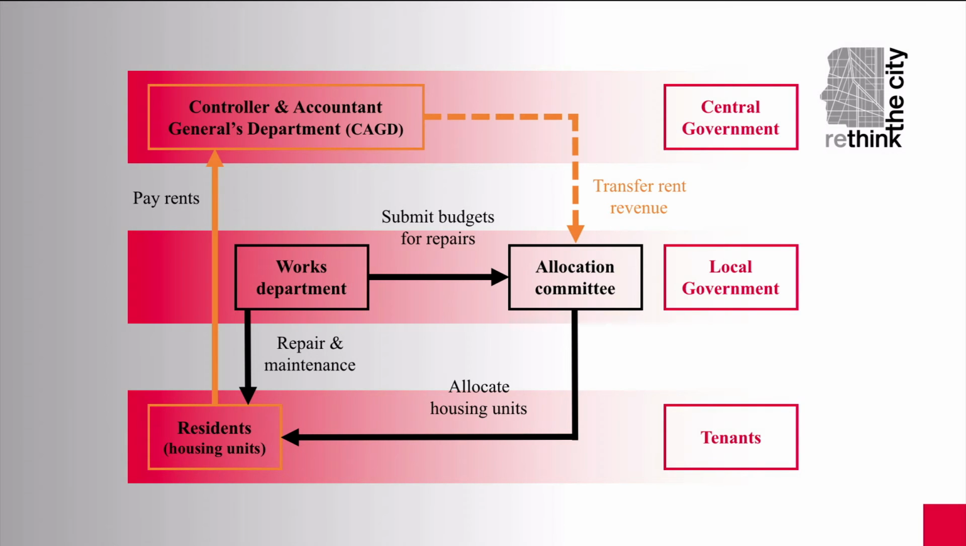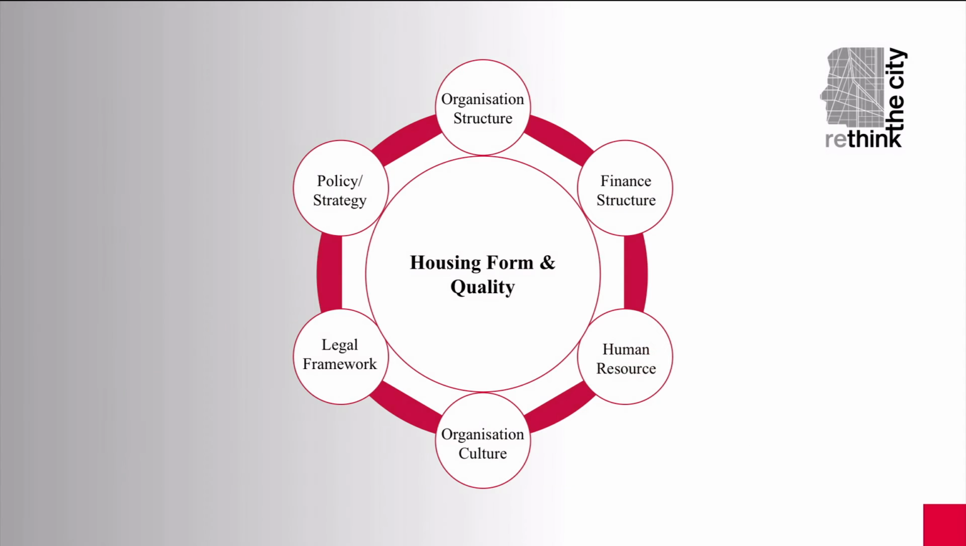Rent is the only source of finance, but when they are collected by the Comptroller and Accountant General's Department, they are not in turn transferred to district assemblies for management. Moreover, the rent levels are very low, making rent revenue practically inadequate to cover cost of maintenance. The sum effect is that the houses are not maintained.